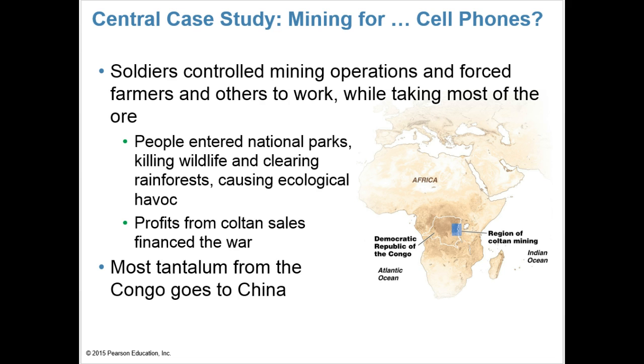Soldiers controlled mining operations and forced farmers and others to work while taking most of the ore and the money that comes along with it. People also entered the national parks and killed wildlife, cleared rainforest, and caused ecological havoc. And profits from the coltan sales continued to finance the war. And most of the tantalum goes to China from the Congo, where they put it into cell phones and other high-end electronics. And then we buy it here in the United States.